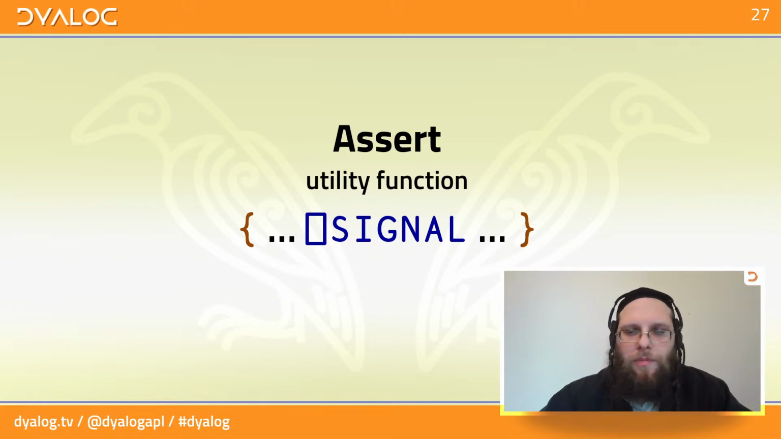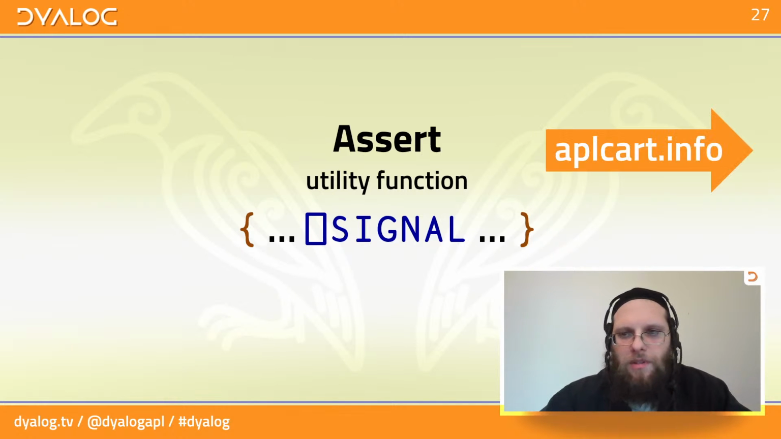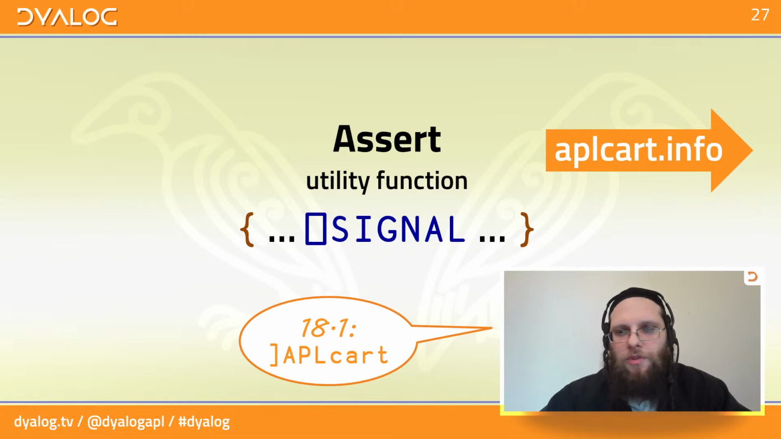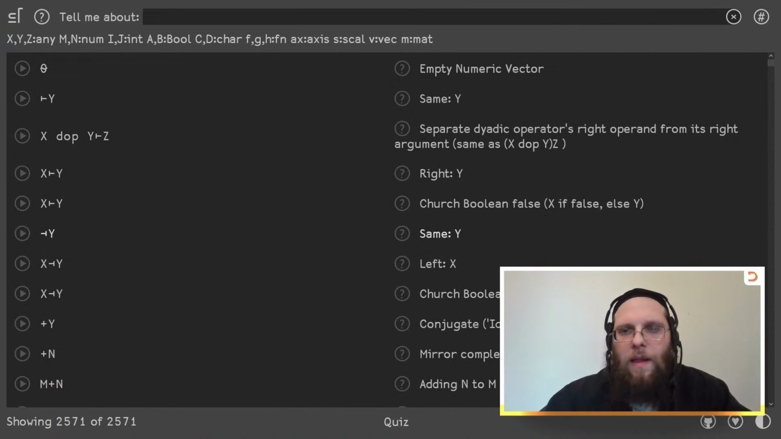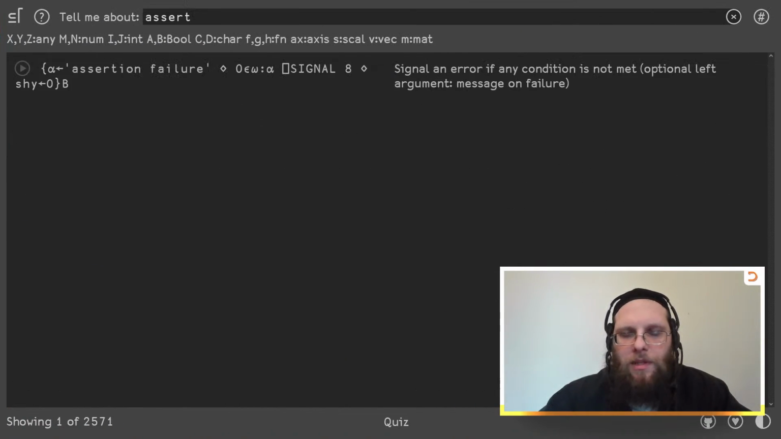You don't have to remember it by heart. aplcart.info to the rescue. And later this year, we're going to release version 18.1. It's going to include an APLcart user command that's going to make this easier. Okay, moving over to APLcart for now. We can type in here assert, and that gives us exactly one result, which is Roger's formulation of the assert function.